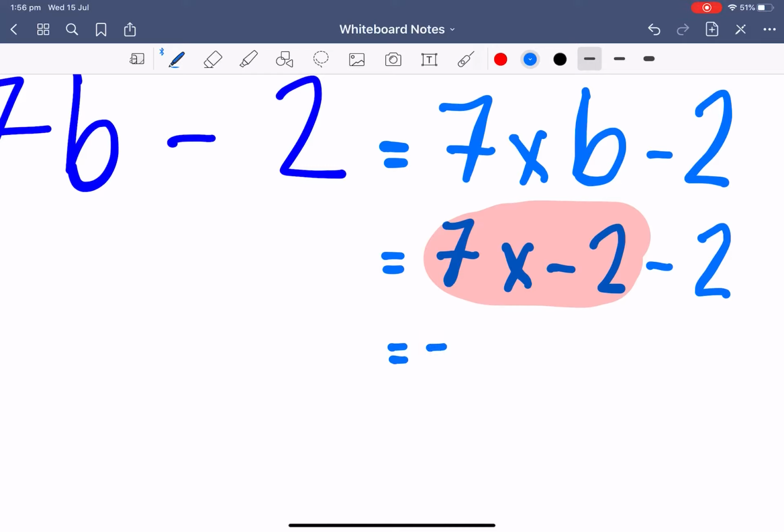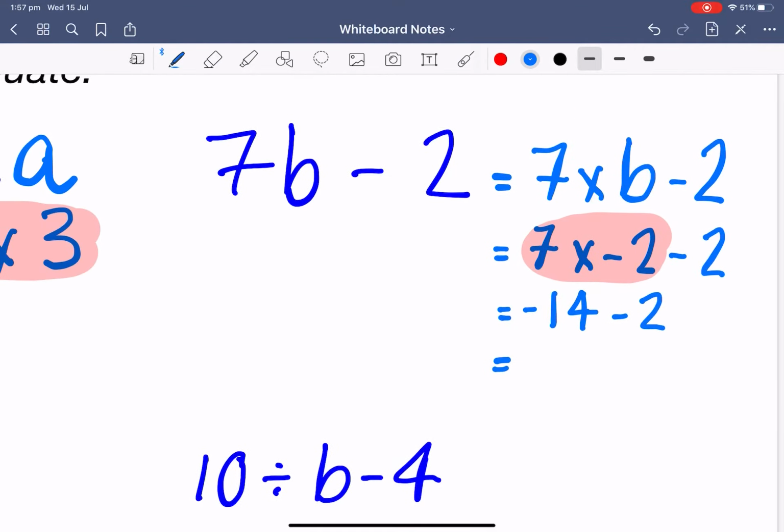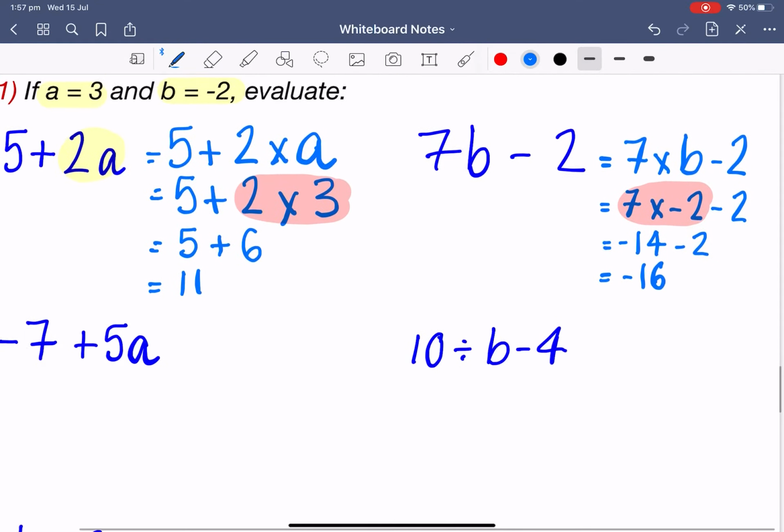So -14. And then take away 2. So you can think of it like this, or you can work it from a number line. So you've got -$14 in your bank account. You take out $2, you now have -$16. And it's as simple as that, and that's your answer for this one.